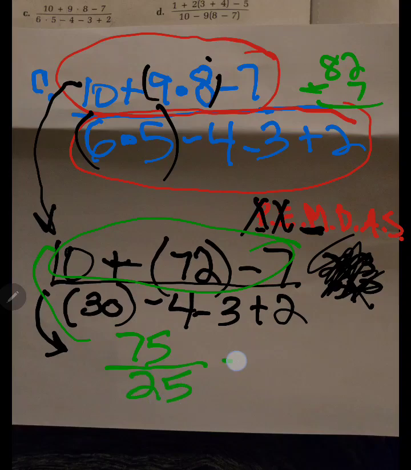Now, we have to simplify this fraction. What does the line on a fraction mean? It means divide. So 75 divided by 25. Well, what's 75 divided by 25? It's just 3. And so that's our final answer. So we did all of that to get 3.